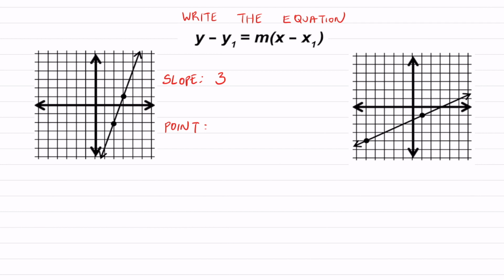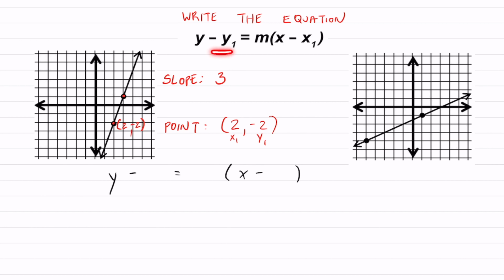There's actually 2 answers to this. Doesn't matter which one you want to pick. I'll just pick the first one that I chose. That coordinate is 2, negative 2, and that's my x1, y1 number. Now we just plug it into the format, and you've written yourself a point slope form linear equation.